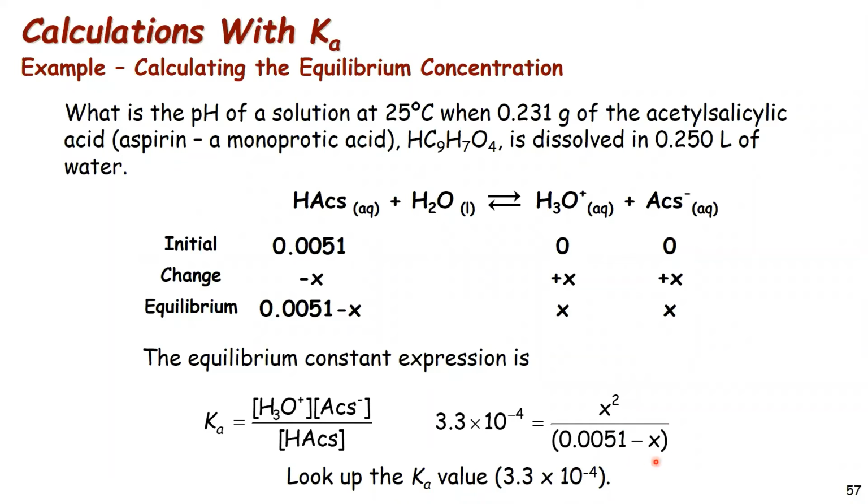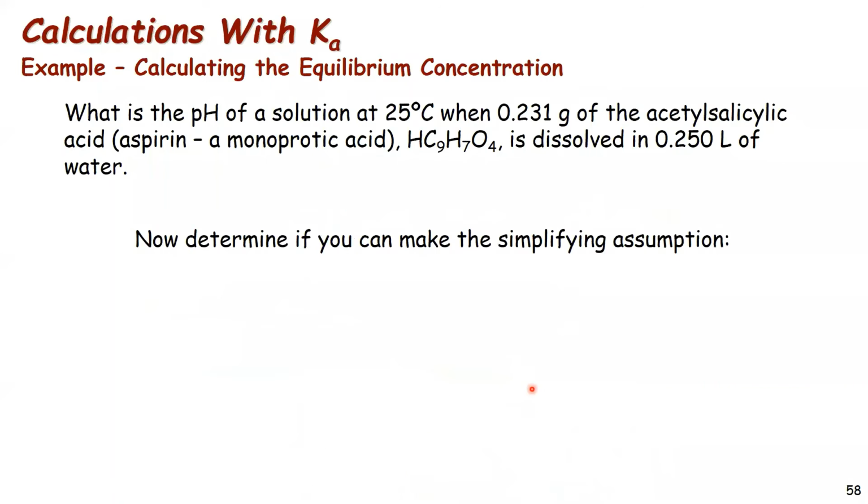Now, I want to know, can I ignore this minus x term? So what I'm going to do is take the initial concentration and divide it by the Ka value. That gives me a value of 15. That is less than 100. I am not going to be able to ignore the minus x term, so I'm going to have to use the quadratic formula.